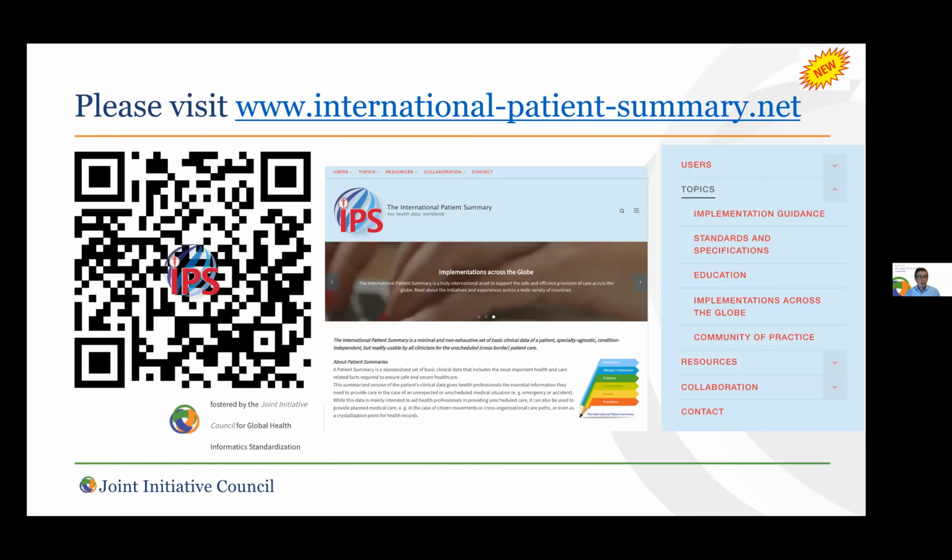Now, with this, I come almost to the end. First, however, there's a new website put up also with the help of the Joint Initiative Council on the International Patient Summary, with lots of information on that, additional information, where there's also some implementation guidance, educational material, and communities of practice, and we definitely plan to build and extend on that.